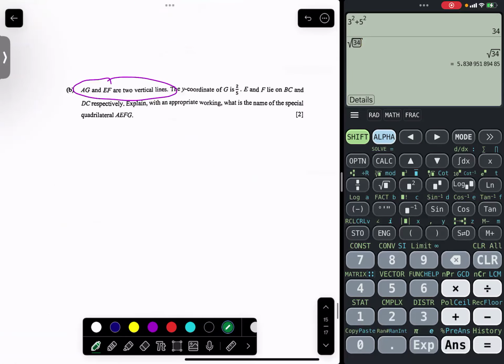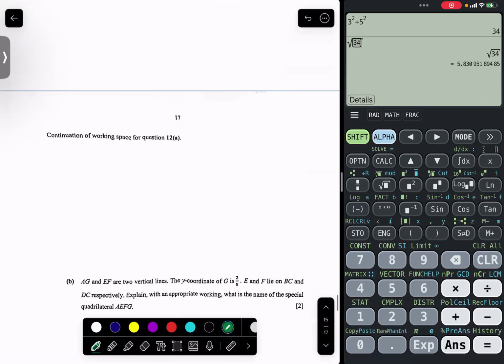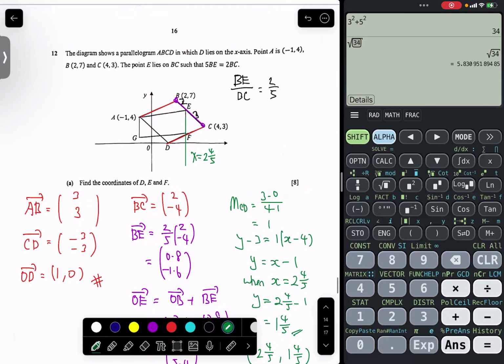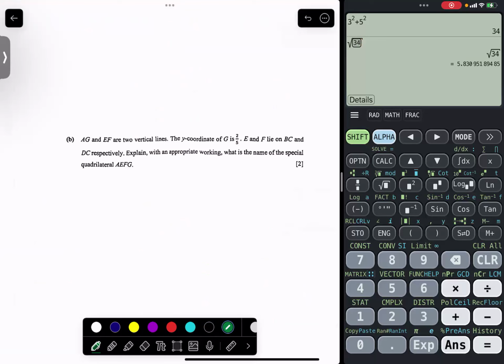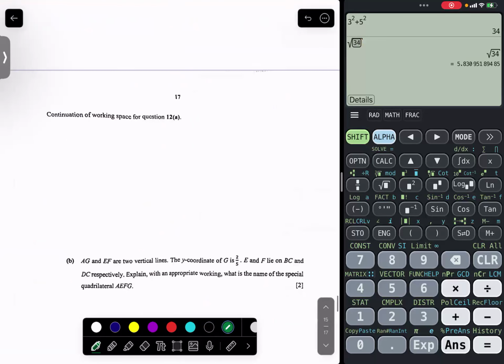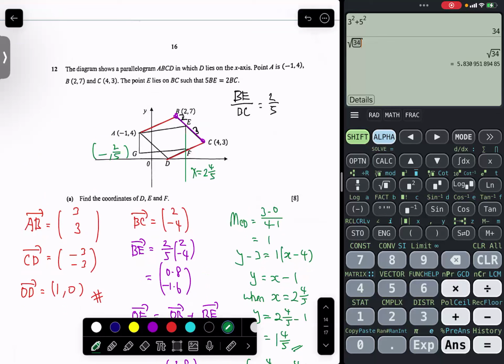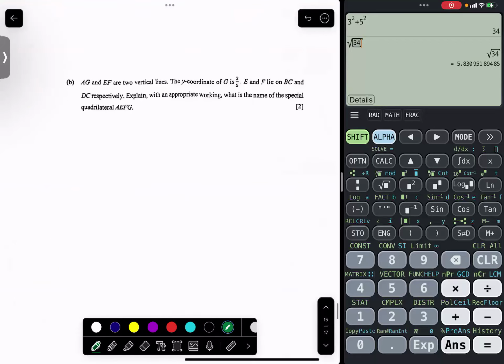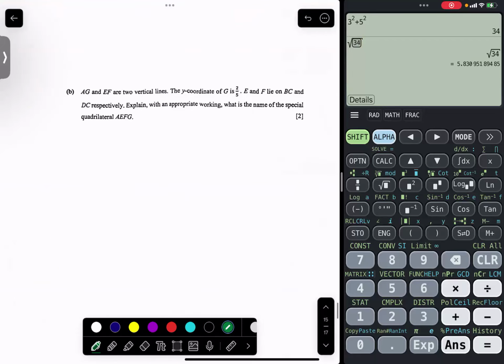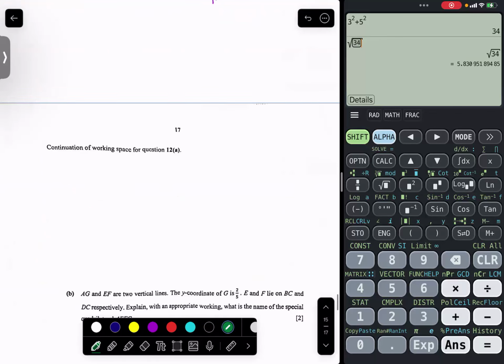AG and EF are two vertical lines. The y coordinate of G is 2 fifths. All right, let's write that down. E and F lie on BC and DC respectively. Explain with an appropriate working. What is the name of the quadrilateral AEFG?